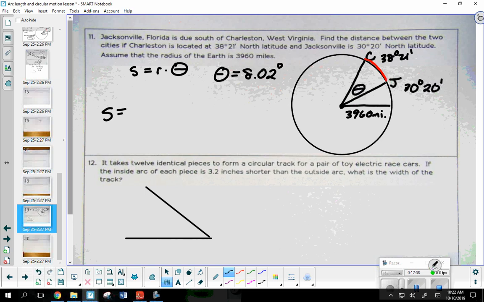But the arc length I'm looking for is going to be the radius, 3,960, times the 8.02 degrees. But what's the conversion to make degrees radians? Pi over 180. So those degrees cancel. Okay. And you'll notice I'm not going to know what the radian measure is for my angle, and ultimately it really doesn't matter. I'm just wanting to know how far the cities are from each other.